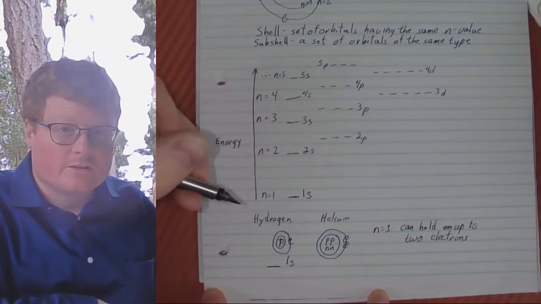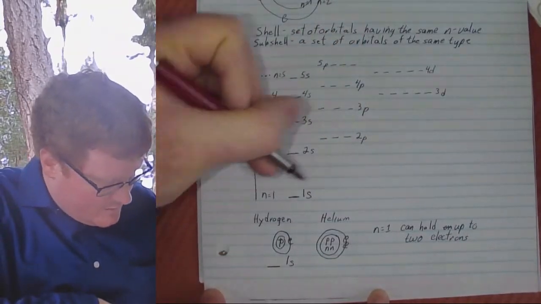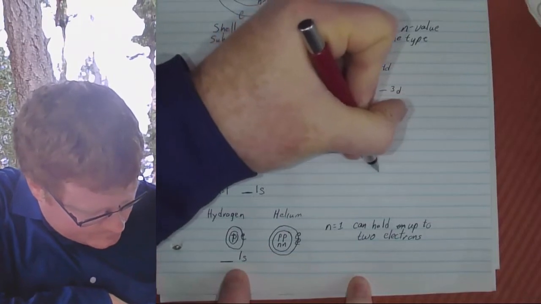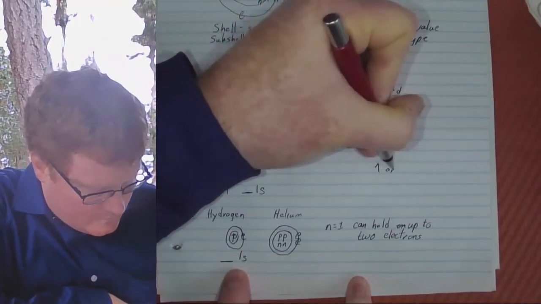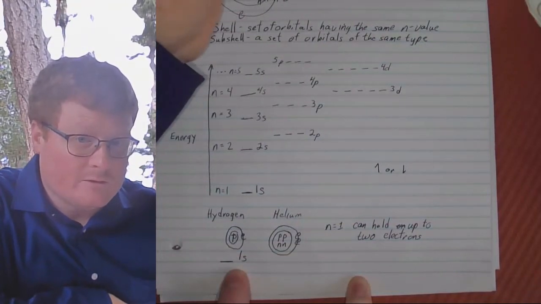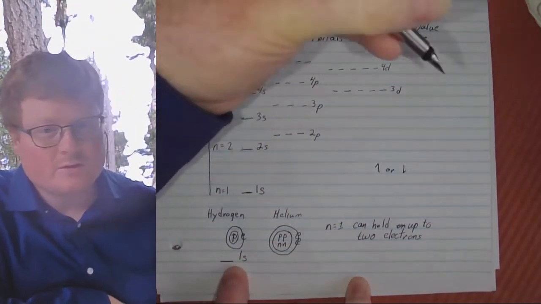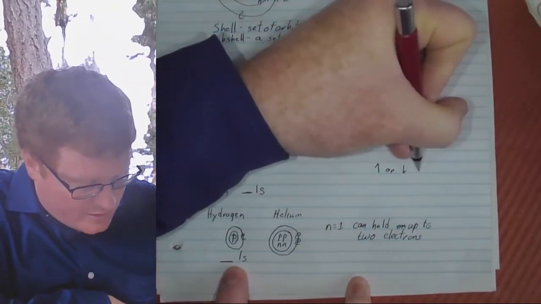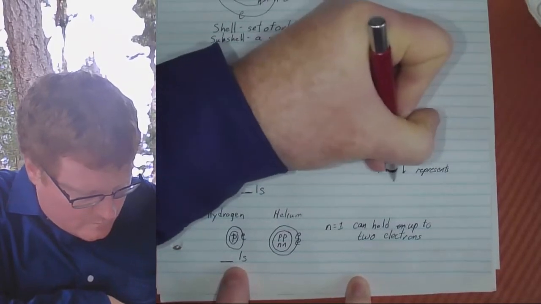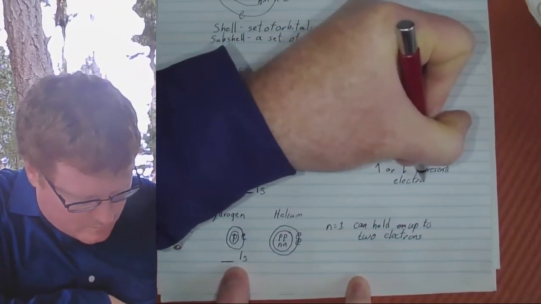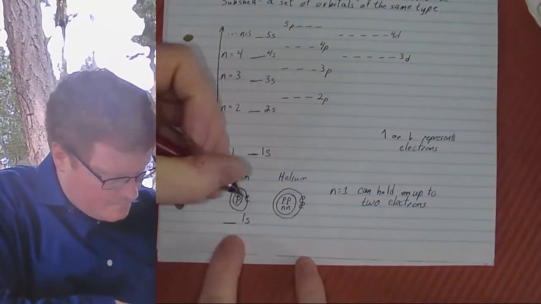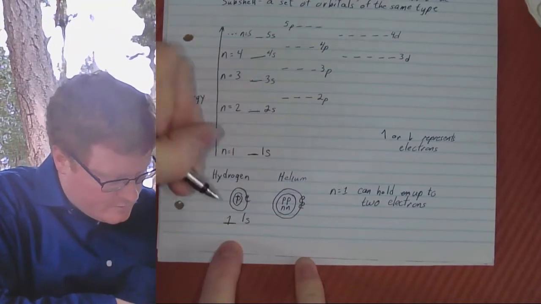Now, when we draw orbitals and electrons, we do these little half arrows, half arrow up or half arrow down. This relates to counter spins of electrons that we will discuss possibly later. So, 1s, there's 1 electron.